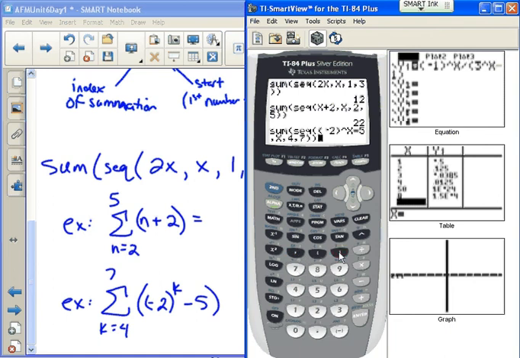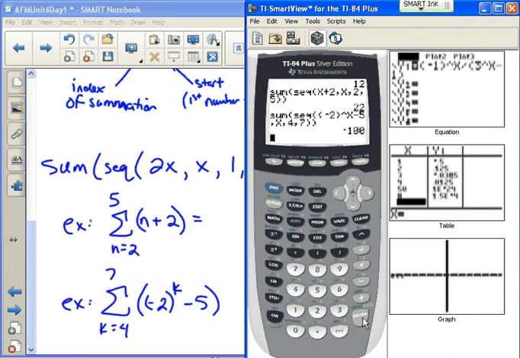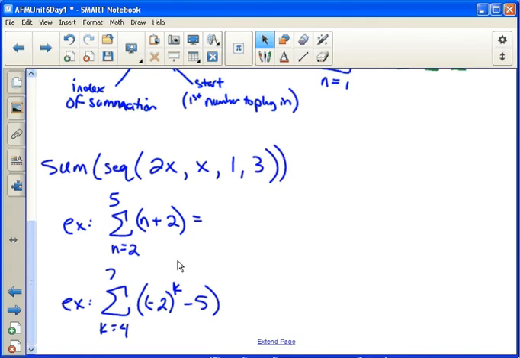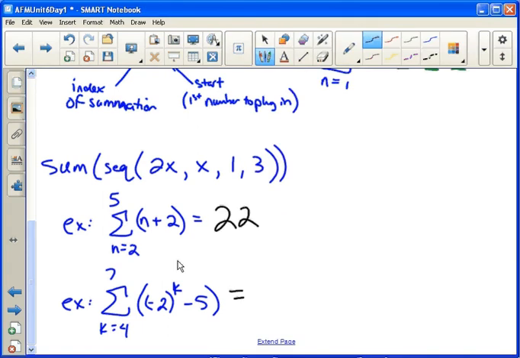So again, we're only plugging in positive numbers, but sometimes our result can be negative numbers for both series and sequences. So 22 and negative 100 would be our examples for this. So sequences are a list of numbers that can be defined explicitly or recursively. Series are the sum of that sequence.